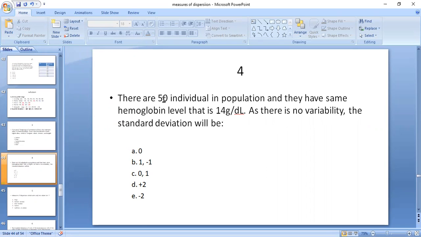As all the individuals, for 50 individuals have the same value, if we take their x minus x bar, this will be 0. And if we do further calculation to calculate the standard deviation, the standard deviation will come out to be 0. So the 0 is the correct option. This is the kind of example which shows there is no variation in the data, as all the 50 individuals have the same gram per deciliter of hemoglobin.